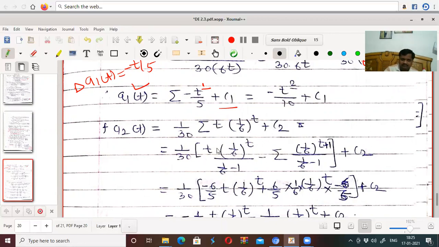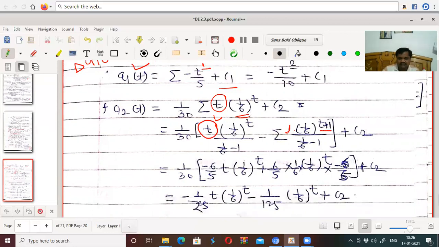First, t as it is, summation of this term. Summation of 1 by 6 to the power t is 1 by 6 to the power t upon 1 by 6 minus 1, minus, in summation, the difference of the first term, 1, into the summation of the second term, and it's a shift operator, E u(t) is there. So 1 by 6 to the power t upon 1 by 6 minus 1 is the summation, and t is replaced by t+1. So 1 by 6 to the power t+1 upon 1 by 6 minus 1 plus some arbitrary constant c2.